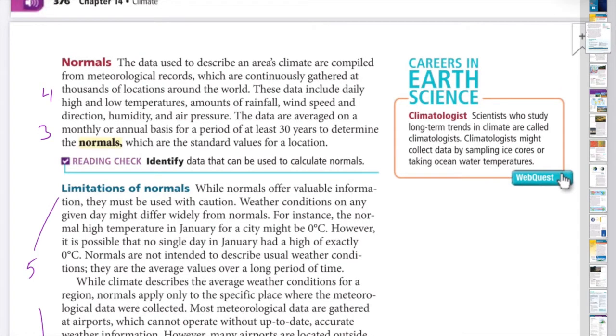Normals. The data used to describe an area's climate are compiled from meteorological records, which are continuously gathered at thousands of locations around the world. The data include daily high and low temperatures, amounts of rainfall, wind speed and direction, humidity, and air pressure. The data are averaged on a monthly or annual basis for a period of at least 30 years to determine the normals, which are the standard values for a location. So again, you have to have 30 years worth of data before you can actually call it a normal for that area.